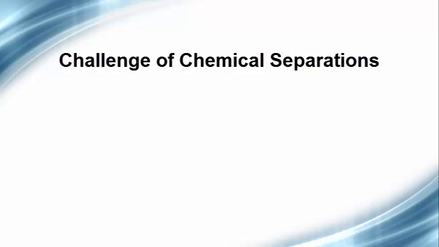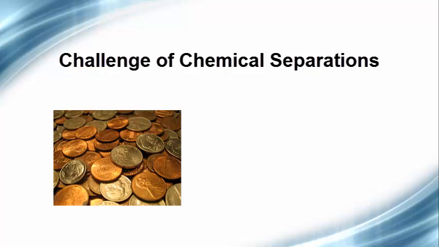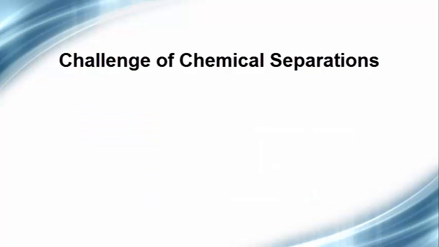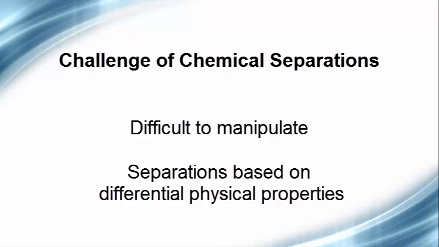Now, separating chemicals is much more complicated than separating ordinary household items. You may be accustomed to sorting things like coins or socks or pretty much anything that can be divided up into separate categories. But with chemicals, we don't have the same ability where we can physically pick up the chemical and move it to one side of a flask and then move a chemical from a different category to the other side of a flask. We just cannot manipulate chemicals in that way.